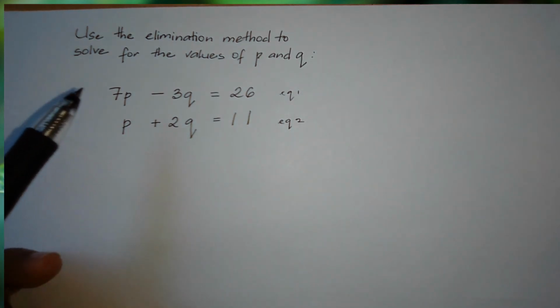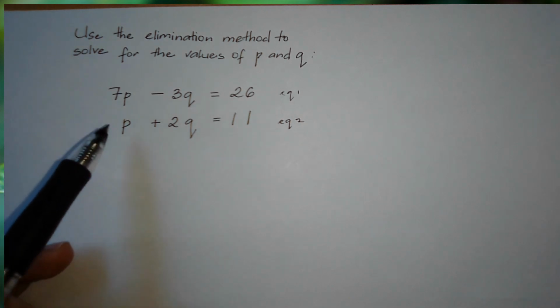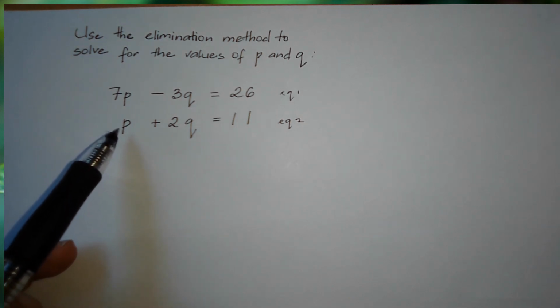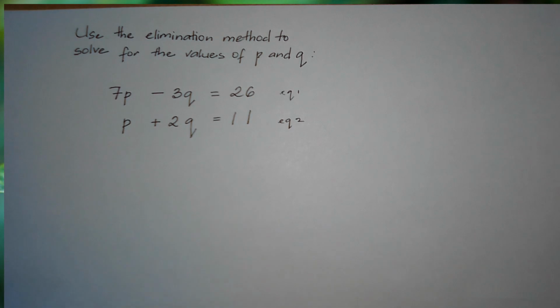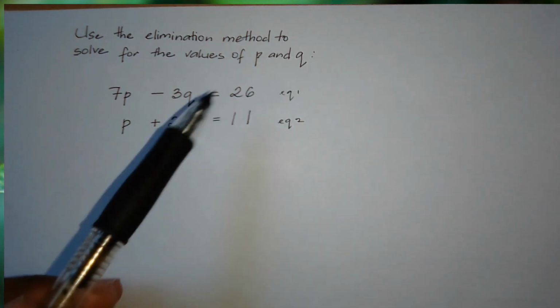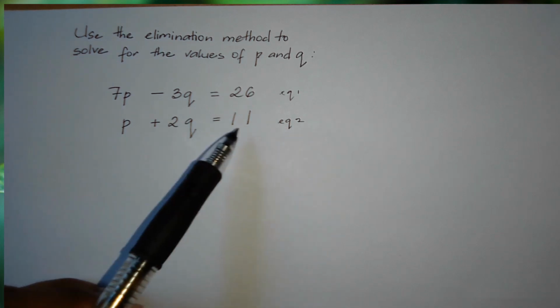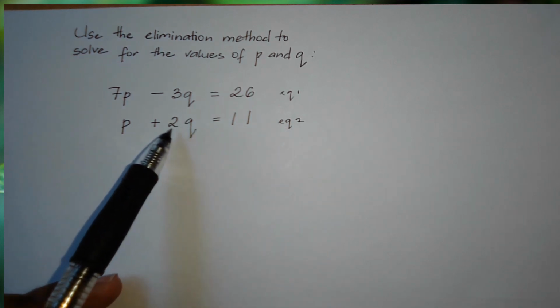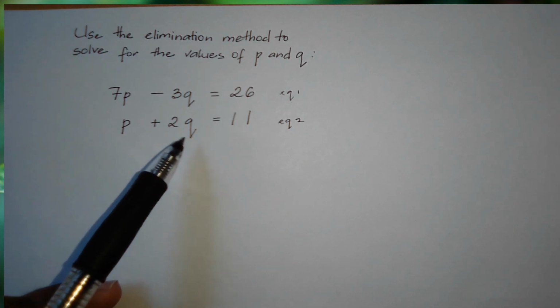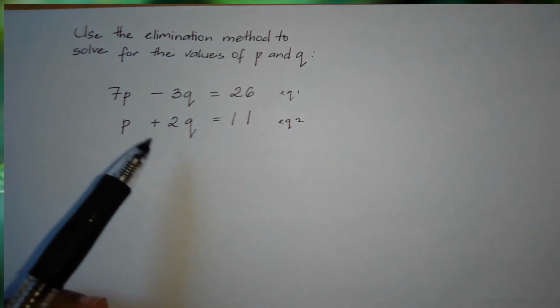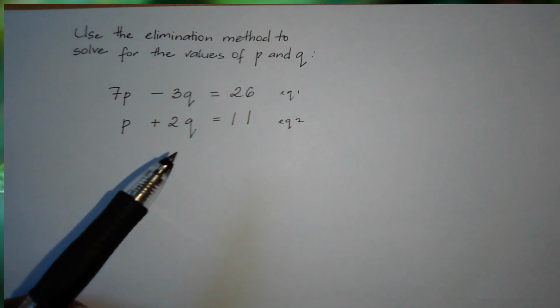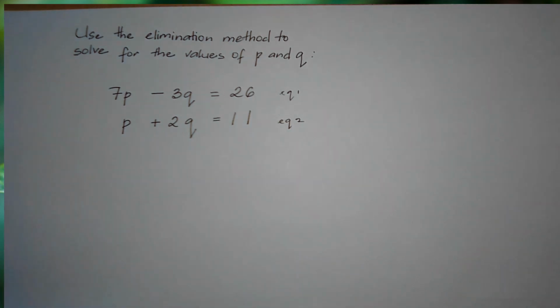For an easy variable, the coefficients must be the same. So this is 7 and the coefficient on this P is 1. So let's look at Q. In equation 1, the coefficient on Q is 3, and in equation 2, the coefficient on Q is 2. So they're not the same. They're different. So this system of equations doesn't have any easy variables, so to speak. So we're going to have to do some algebraic manipulation.